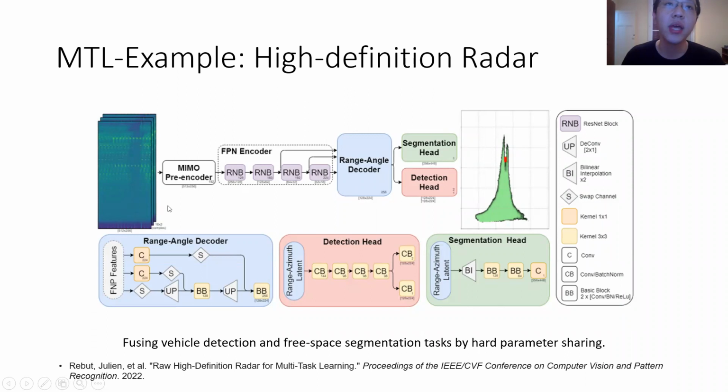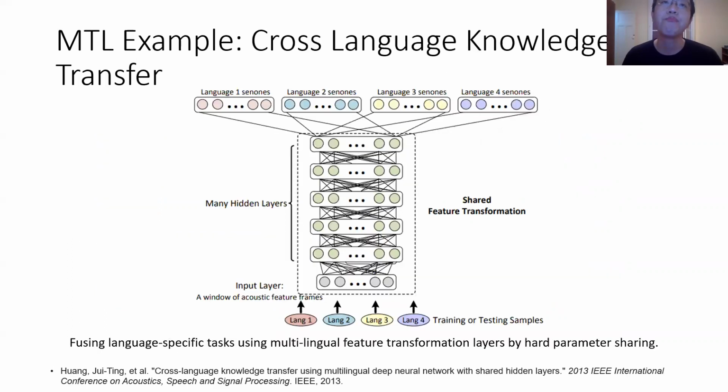So again, we have the input. We have a series of three encoders which are hard parameter shared. They are shared by both of these downstream tasks. And we have two heads. The first head is free space segmentation, and the next head is vehicle detection. I'm not going to go through the details here, but this is generally how these encoders are being shared.